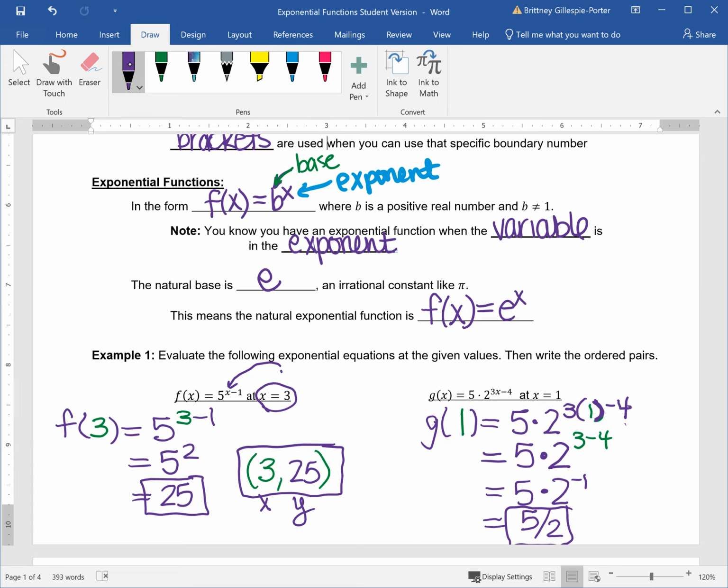So what ordered pair did we just find? We plugged 1 in for x, so our x value is 1, and we got out 5 halves as our y value. So our ordered pair, x comma y, is 1 comma 5 halves.